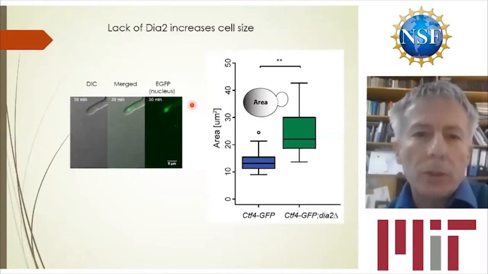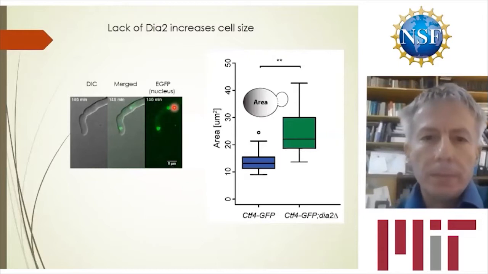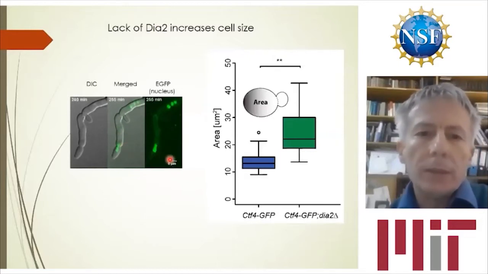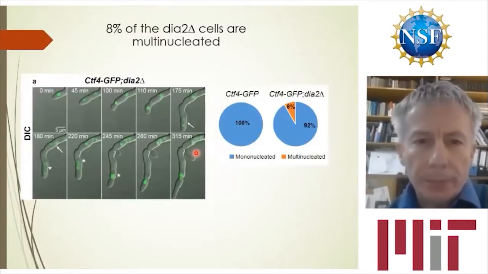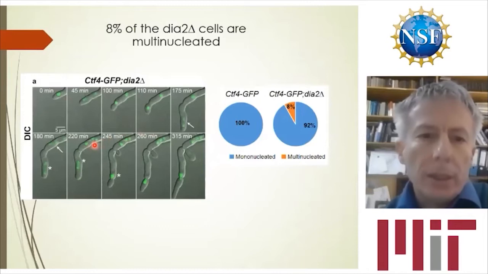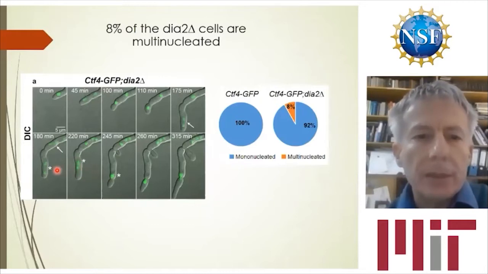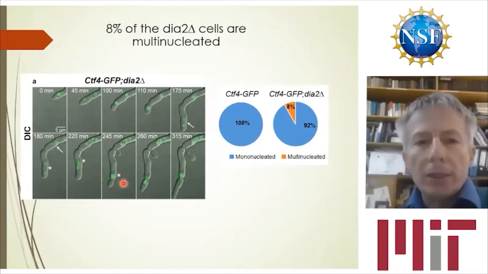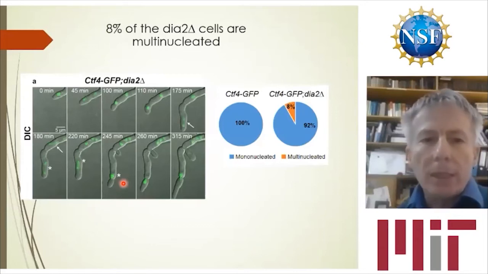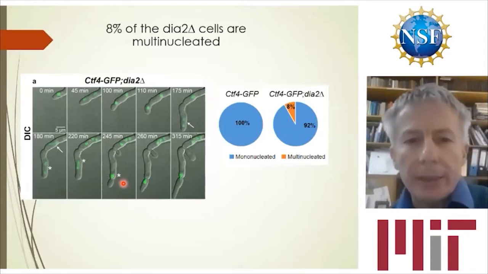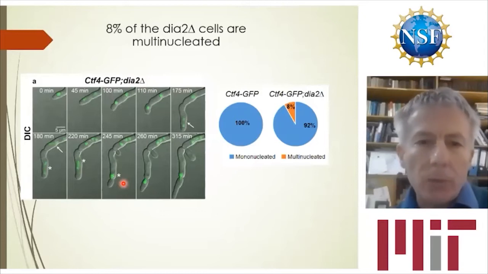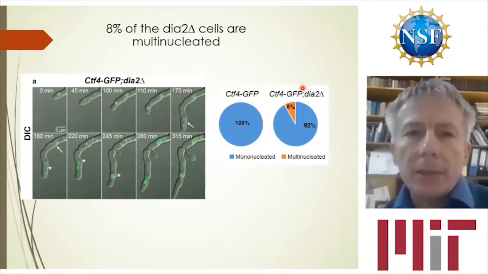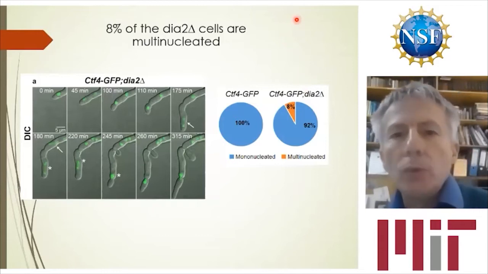But except this, we also have multinucleation in some of the cells, and also once some of the nuclei divide, after that they merge again. This actually happens even when the cells have morphologically divided: the separate nuclei still have DNA bridges which connect them, and this allowed them to combine after a while. Anyway, 8% of the cells in the DIA2 deletion strains are multinucleated.